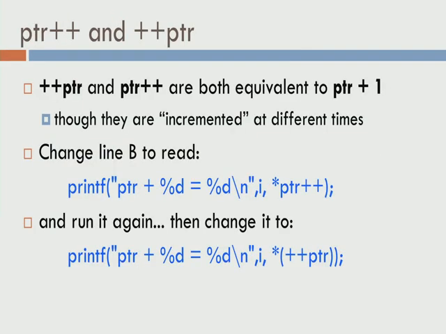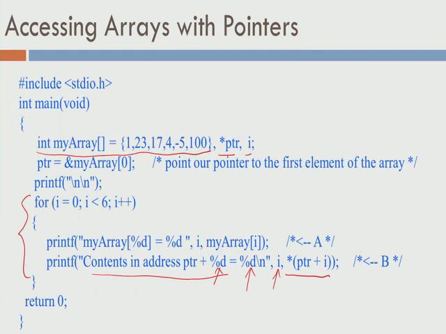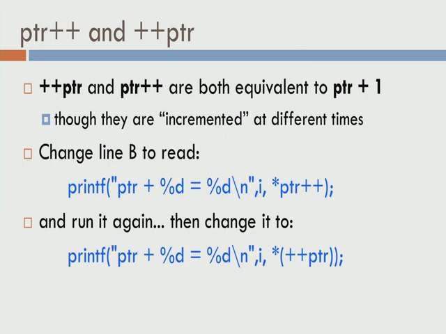So, I said these are lines A and B. Let us see why this is useful. I want to use it to illustrate something now. Both plus plus PTR and PTR plus plus are actually equivalent to saying PTR plus 1, right. You are incrementing PTR by 1, though at different times. So, there is a difference between saying plus plus PTR and PTR plus plus. Plus plus PTR is called the pre-increment operator, so it means increment the value of PTR and then use it, and PTR plus plus is the post-increment operator: use the current value of PTR and then later increment the value of PTR.